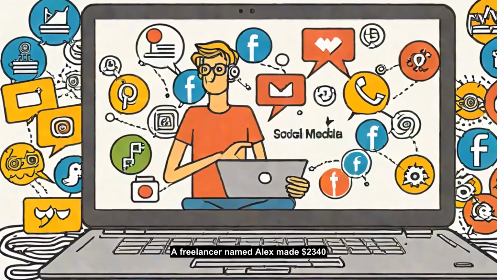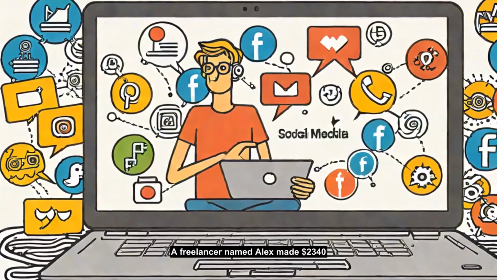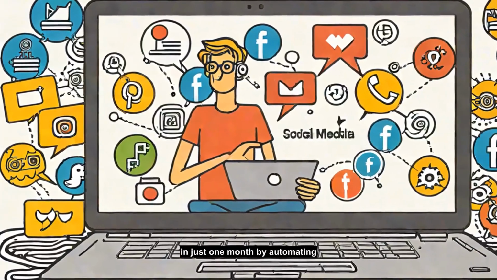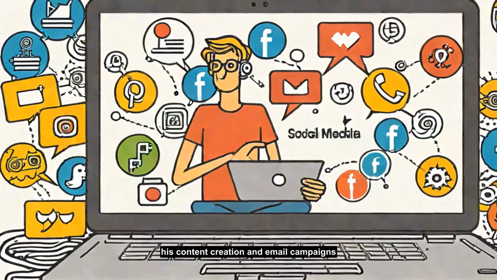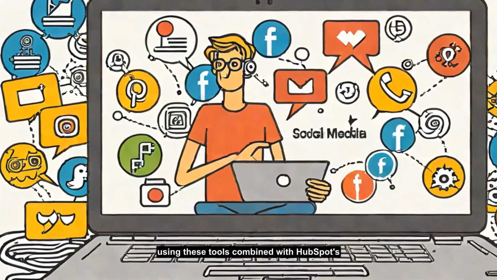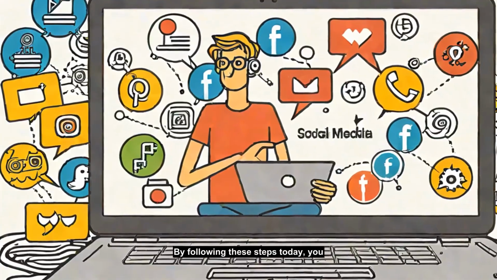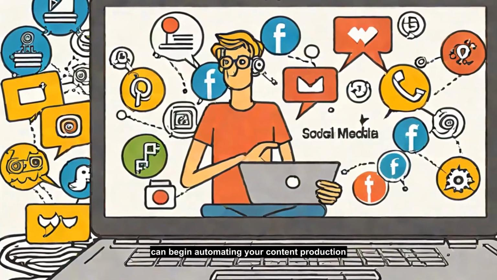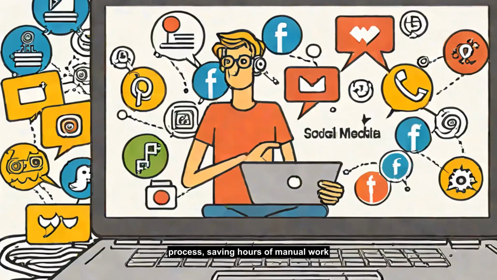A freelancer named Alex made $2,340 in just 1 month by automating his content creation and email campaigns using these tools combined with HubSpot's CRM. By following these steps today, you can begin automating your content production process, saving hours of manual work and increasing the frequency and quality of your blog posts and newsletters.